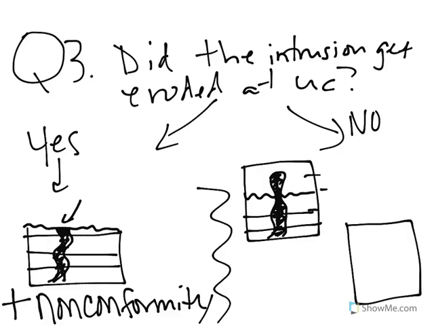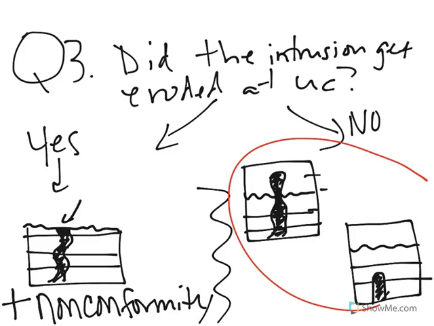Another example of a no would be, let's say I have something like this. There's my rock layers, and here's my intrusion. My intrusion doesn't go up to the unconformity. So I actually have no idea what happened first. I have no idea whether my intrusion happened first or my unconformity. So either event, if I see either of these two things, I do not add the word nonconformity.